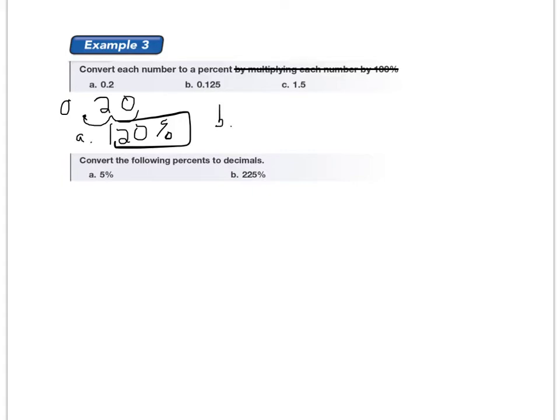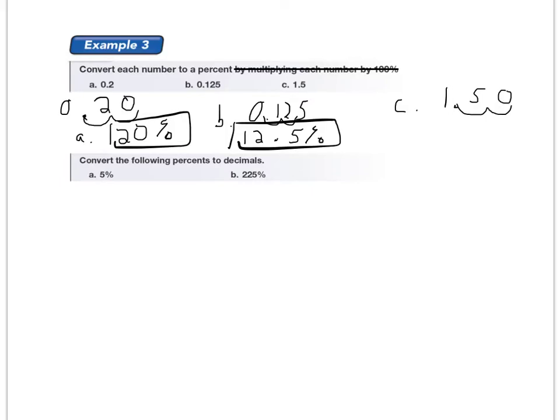Let's do B. I get 0.125. Again, convert decimal to percent. I move the decimal over 2 times and drop my decimal right in there. So it's 12.5, and then I put a percent at the end. And for letter C, I got 1.5. Again, I move the decimal over twice. 1, 2, I fill in a 0. I write all 3 of those digits this time, since there's a 1 in front, and I put the percent sign, 150%.